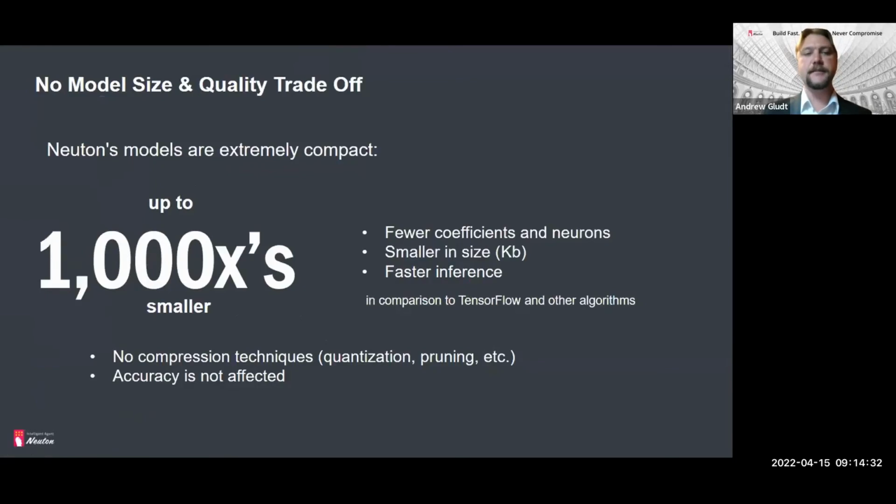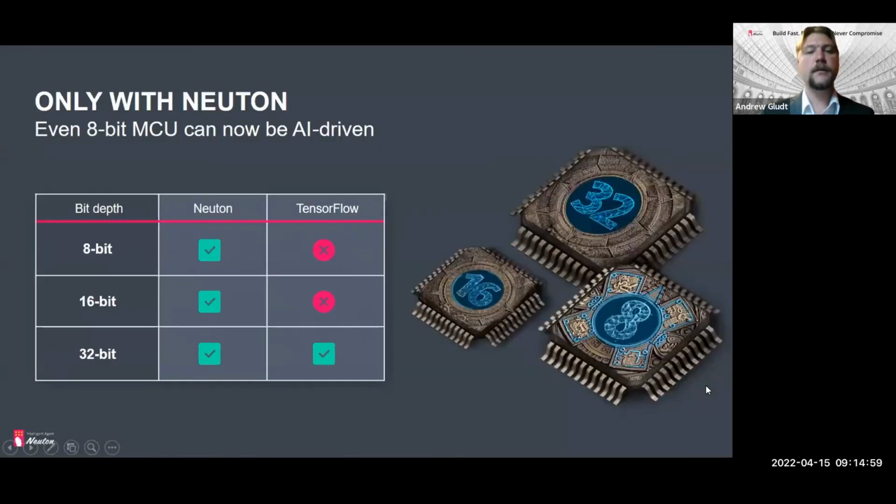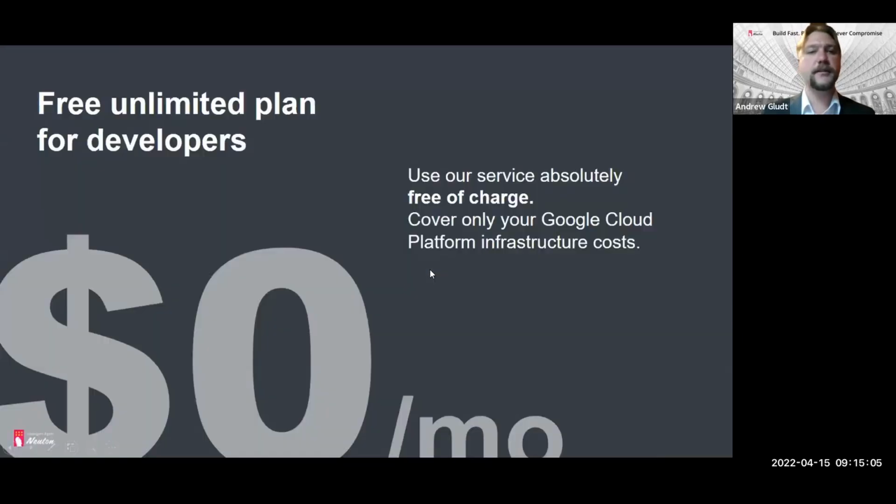So in some of the cases, we've been able to see models up to 1,000 times smaller than some of the other frameworks or products. And also we see few coefficients in neurons, very small in size, as I mentioned as well. Here are a few benchmarks between some different use cases, and on the right side, you can see the advantage as well. We also support 8, 16, and 32-bit, where in some cases other products don't. Additionally, like I mentioned, it's free to use for developers, other than the infrastructure cost for training the models.